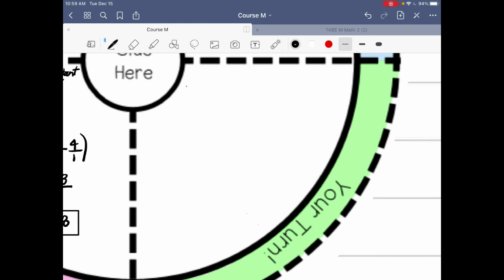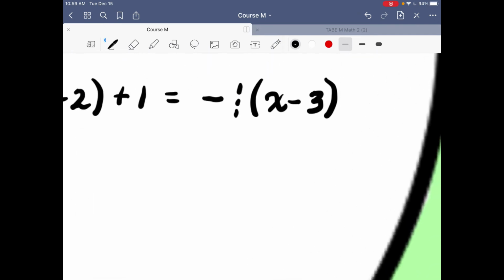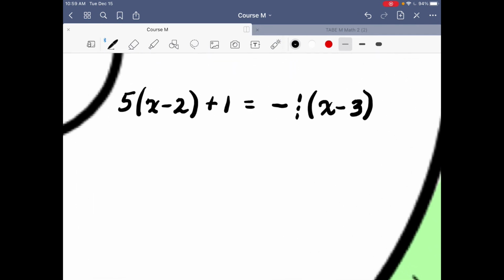I'm looking at my wheel. This is 5(x minus 2) plus 1 equals negative (x minus 3). And I want you to go ahead and squeeze that ghost 1 in there, right there after that negative sign. They don't get much worse than this one, guys. If you can do this one, you are a master of equations.